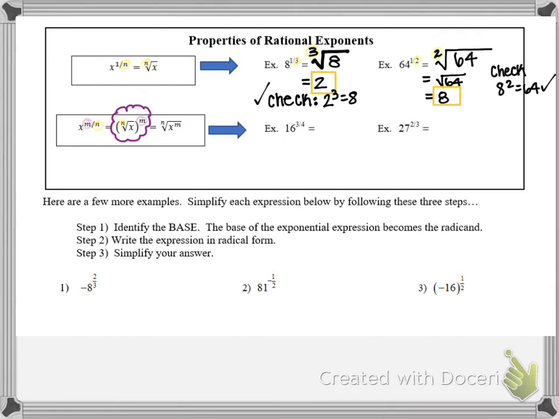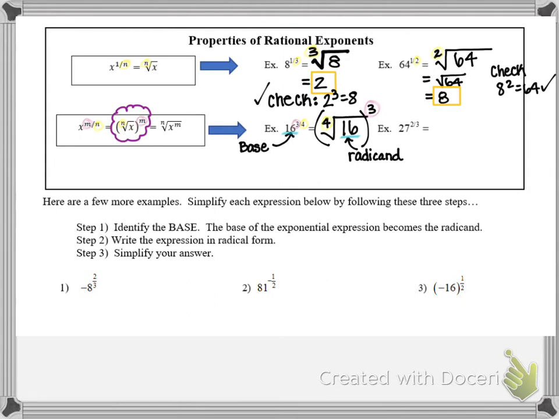Okay, let's look at this example, 16 to the 3/4 power. My denominator is 4, which tells me my index for my radical sign will be 4. So I'm going to have the 4th root. And then the 16 is the base. That 16 becomes the radicand. So now I have the 4th root of 16, but now the 3 in the numerator spot becomes the power for the whole radical sign.